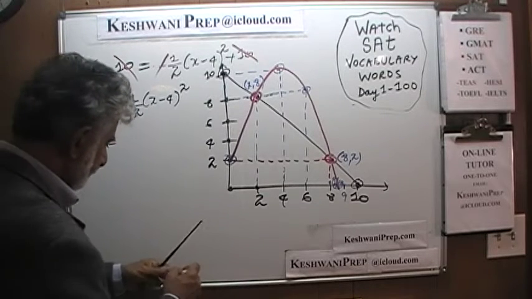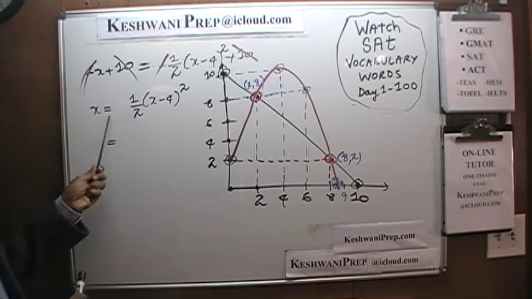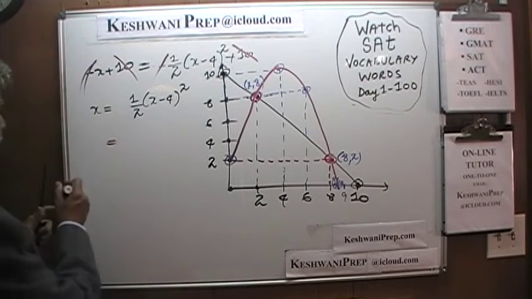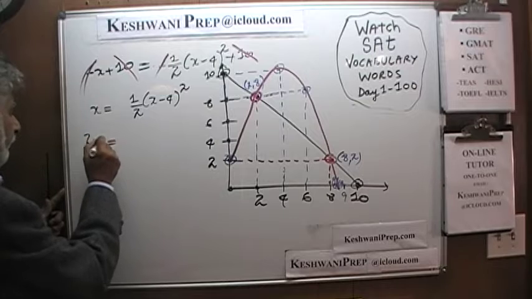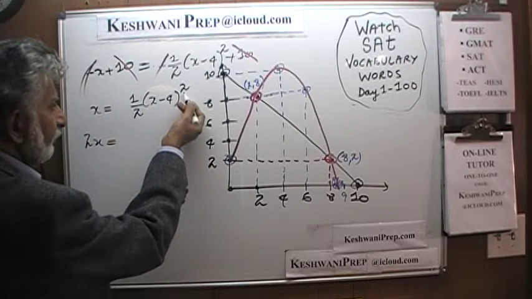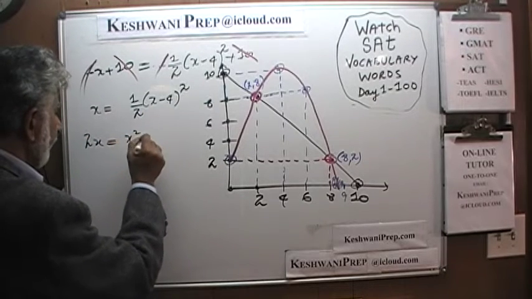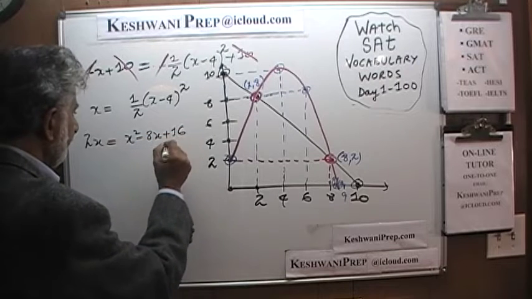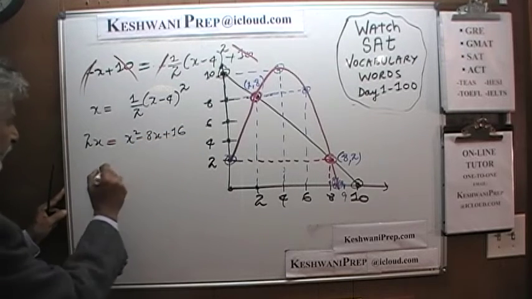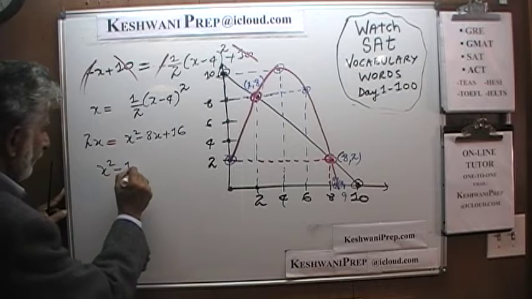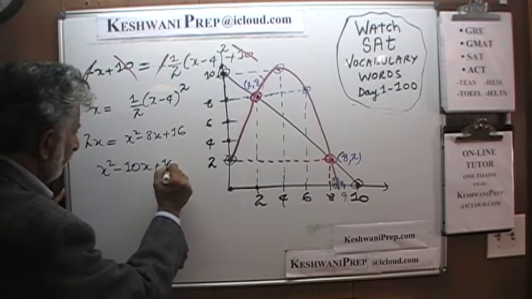Next, multiply both sides by 2 so we can get rid of this 2 here. So we end up with 2x, and here we end up with x minus 4 whole squared, which is x squared minus 8x plus 16. Bring 2x to this side, and we end up with x squared minus 10x plus 16 is equal to 0.